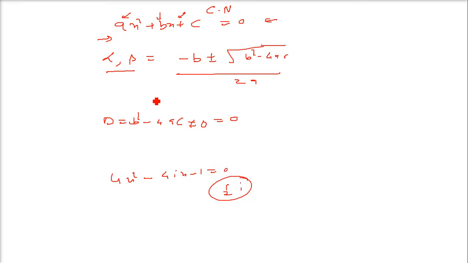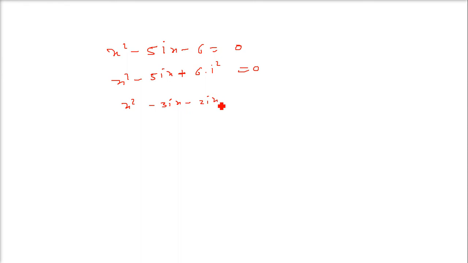Let us take an example of how to solve it. I'll just give you one example, because when we take up problems, we will understand it better. So x square minus 5ix minus 6 equal to 0. This is a quadratic equation. Let us solve it by the factorization method. So x square minus 5ix, and I am writing the constant as plus 6 into i square, because i square is minus 1, so the minus sign comes here. So I can write it as x square minus 3ix minus 2ix plus 6i square equal to 0.